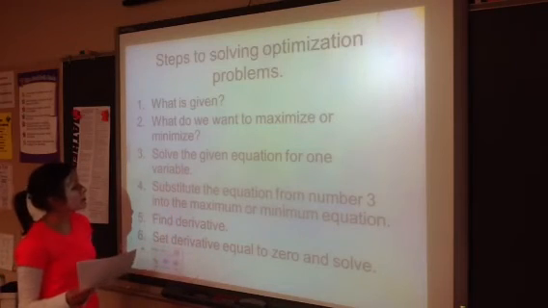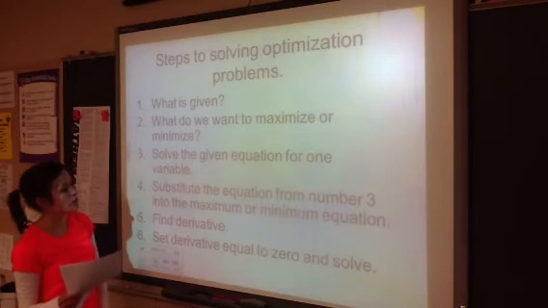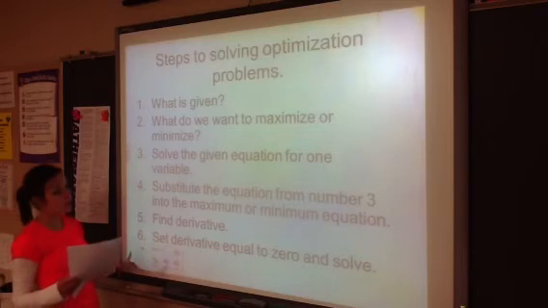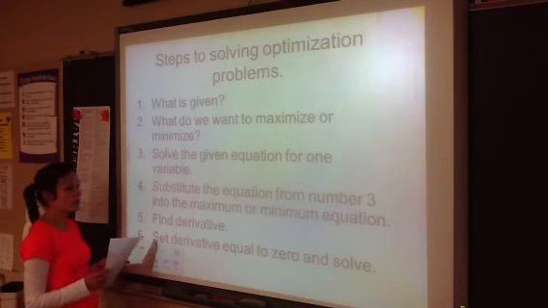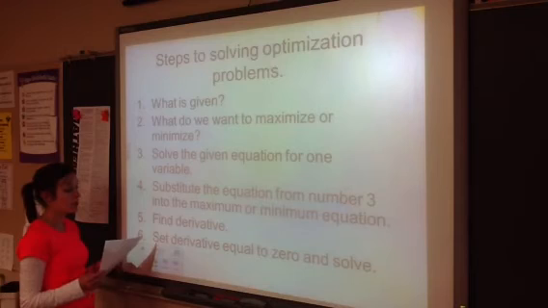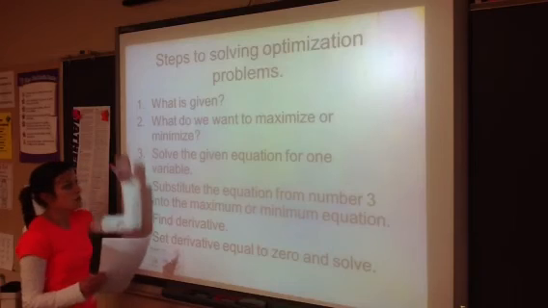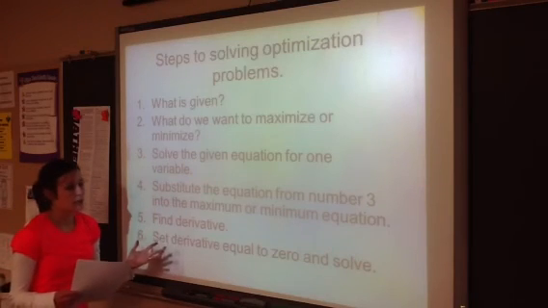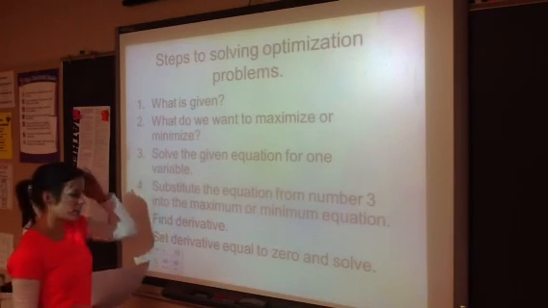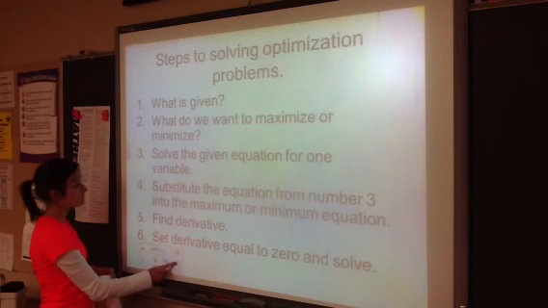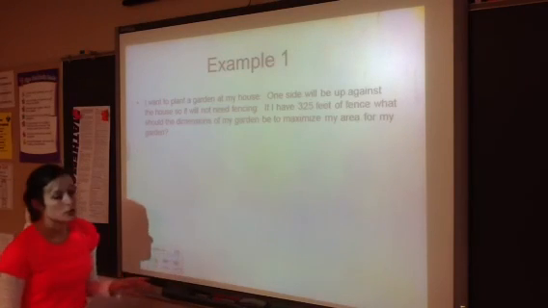For step 3, you're going to solve the given equation for one variable. Step 4, you're going to substitute the equation from step 3 into the maximum or minimum equation. Step 5, you're going to find the derivative, and then set the derivative equal to 0 and solve. So if you save all that information, write all that down, we can do these steps as we go. Alright, here's example 1.